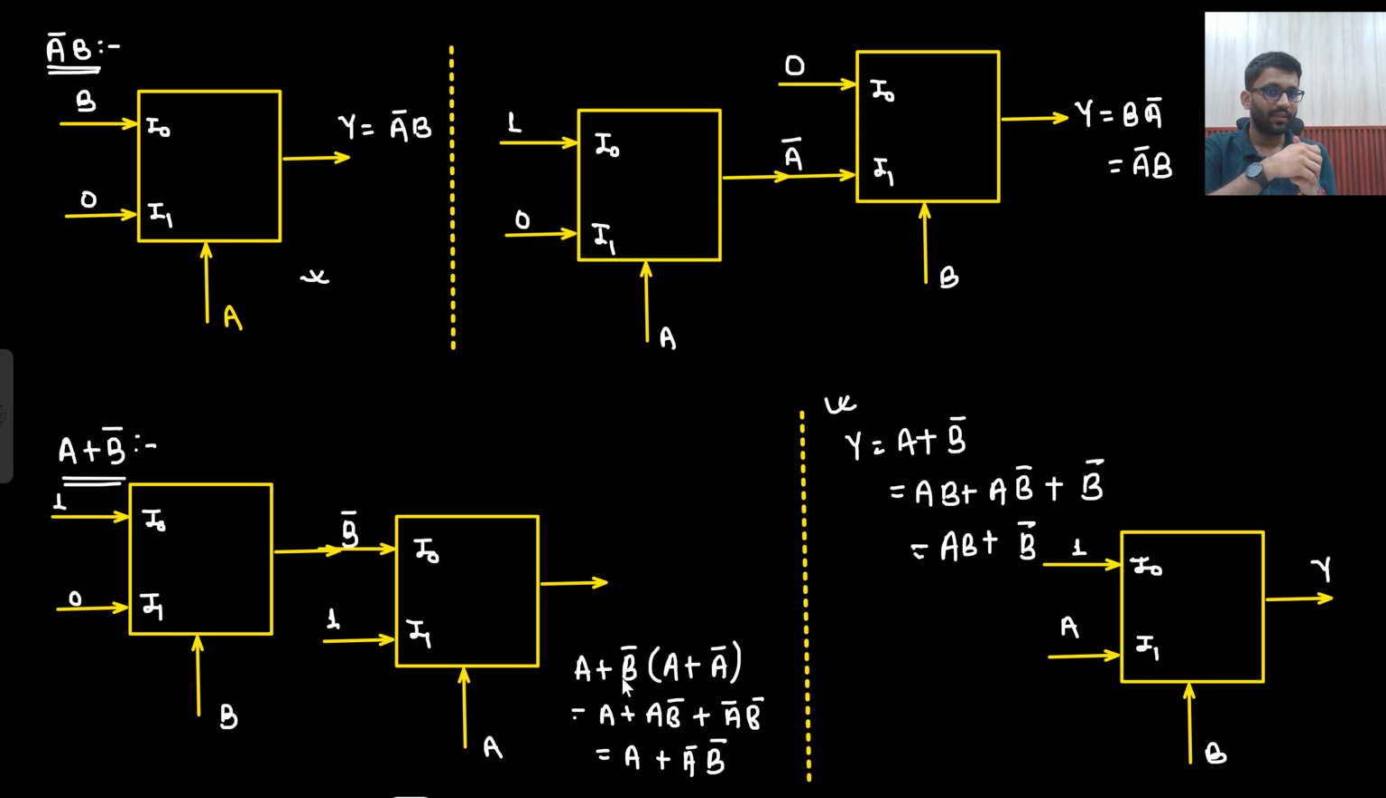Why is that so? Because here you needed B bar, and a mux has the capability, if you use B as a select line, of giving you B bar. So that's why here you use one. Here you choose only 1 mux, but here you need to use 2 muxes, right?